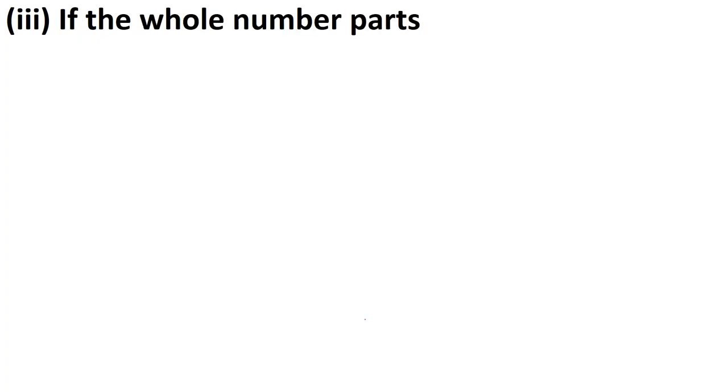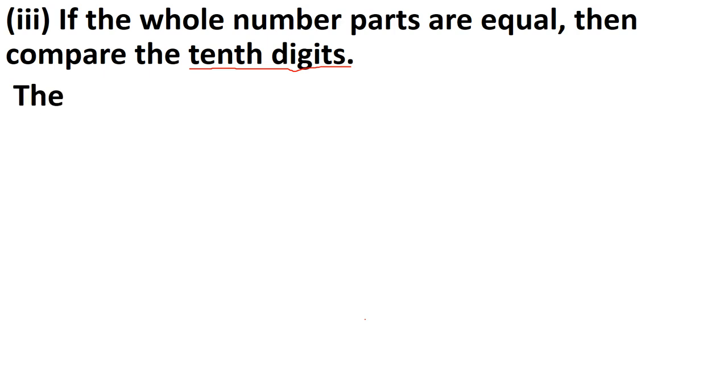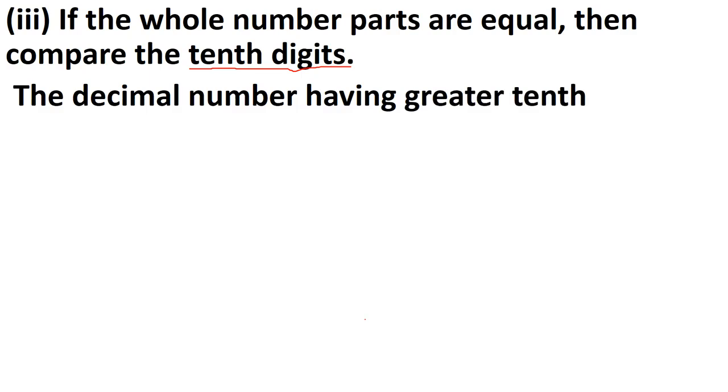If the whole number parts are equal, then what will you do? You will compare the 10th digit. The first place in the decimal part is the 10th place, so now you have to compare the 10th digit. The decimal number having the greater 10th digit is greater.